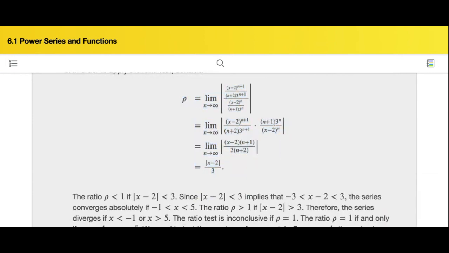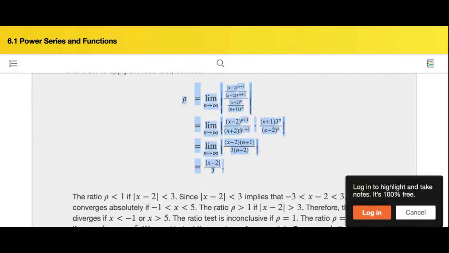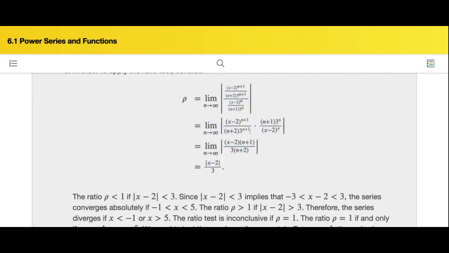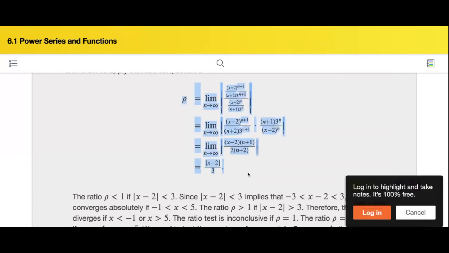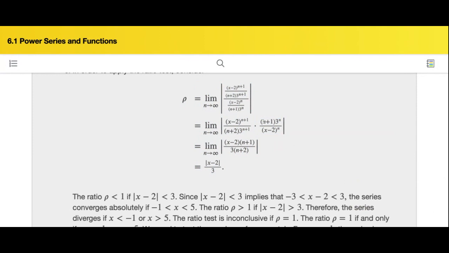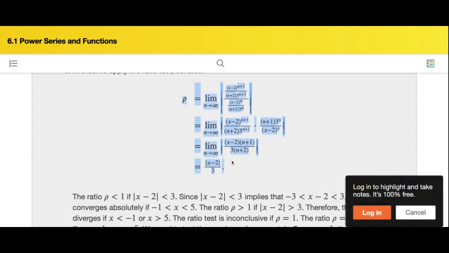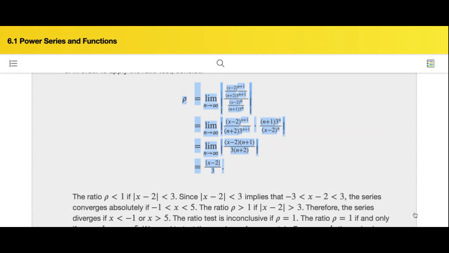Then we have n plus 1 plus 1, that's n plus 2. Then 3 raised to n plus 1. Well, 3 raised to n plus 1 can be written as 3 times 3 raised to n. Then it cancels with the numerator 3 raised to n. So n plus 2 survives in the denominator, and 3 survives in the denominator. And now we have n plus 1 from here surviving in the numerator. So in the numerator we have x minus 2 times n plus 1, divided by 3 times n plus 2.